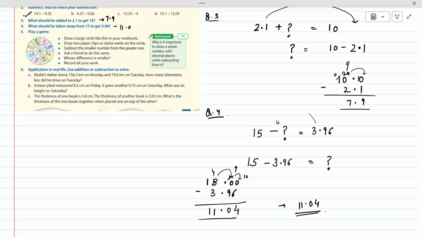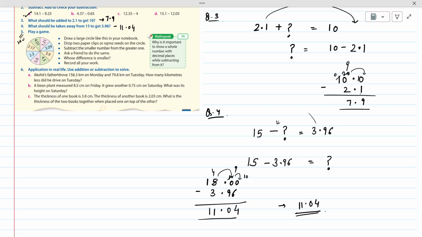Then we have a game, kids, which you have to do yourself, where you have to draw a large circle like this given to us, and we have to take two paper clips and subtract the smaller number. You have to roll it and then subtract the smaller number from the bigger, and then you have to do the recording. So this is an activity homework for you.